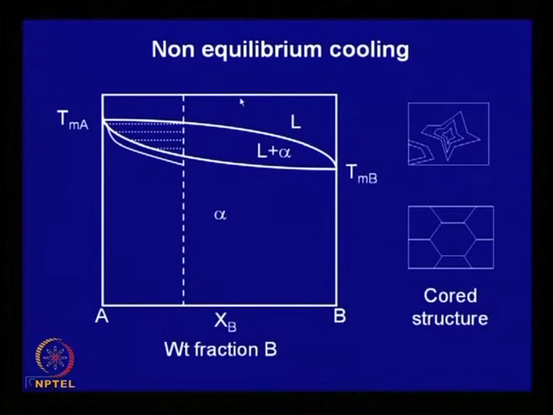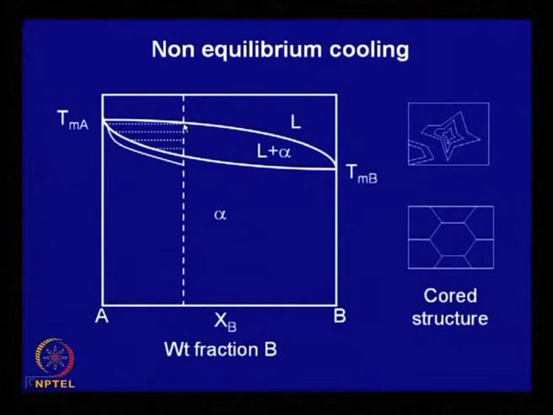Now, let us see whether we can use the phase diagram to understand the effect of non-equilibrium cooling, which is shown here. First, let us take up the case of an isomorphous system. In an isomorphous system, you have liquid, and we also know that movement of atoms in liquid is much faster, diffusivity is several orders of magnitude higher in liquid, and therefore, we can make an assumption that liquid composition can change much faster than that in solid.